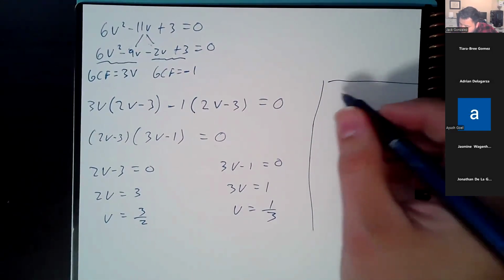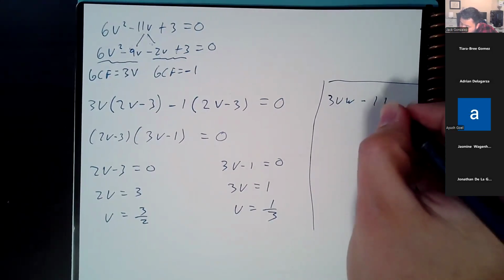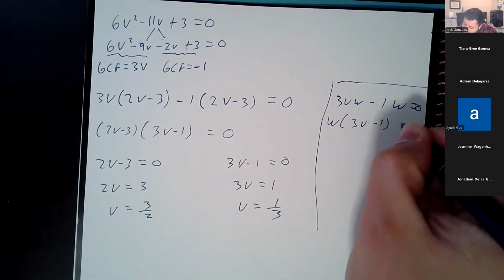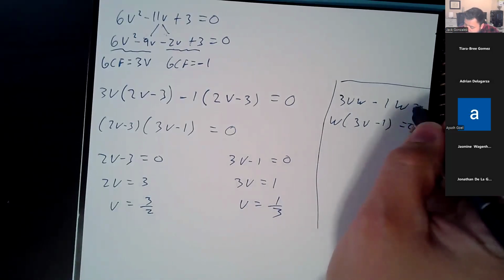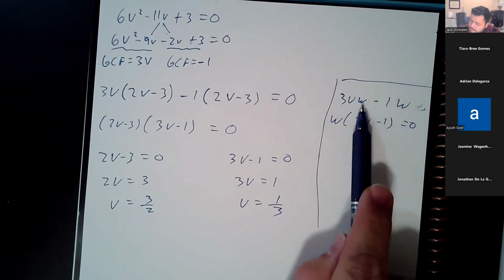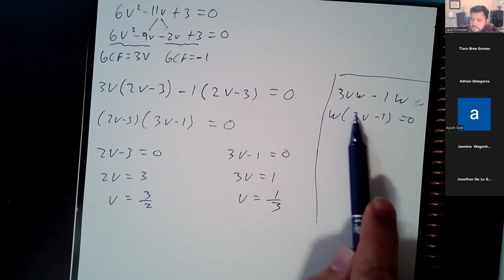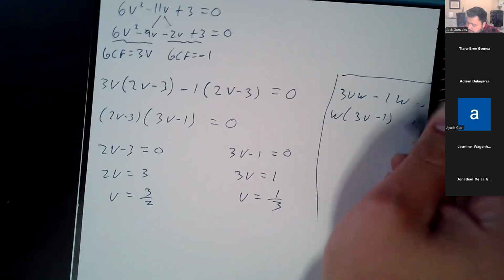Oh, picture this. Like if I had 3vw minus 1w. Do you agree that I can factor the w? Jonathan? You don't agree. Like if they both have a w in common, I'm going to pull out w from both. The GCF. Just not even worry about the zero.